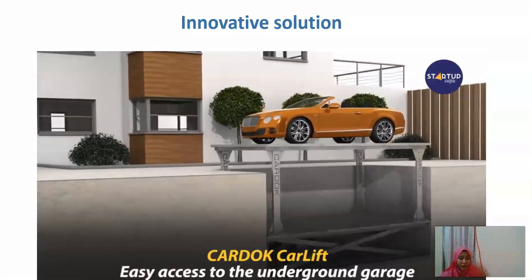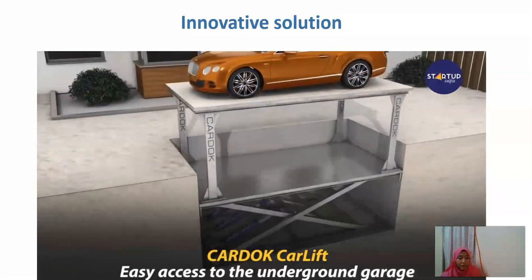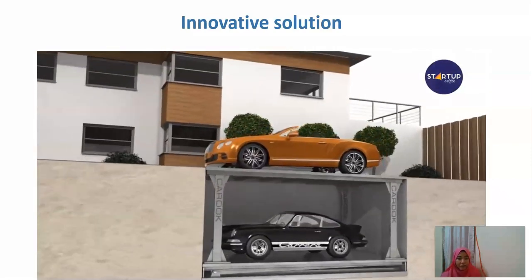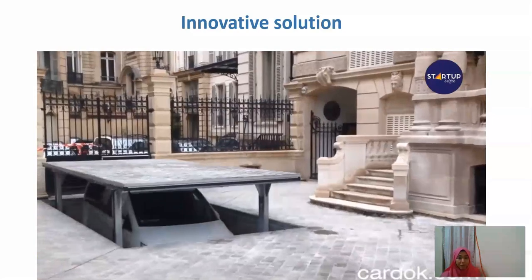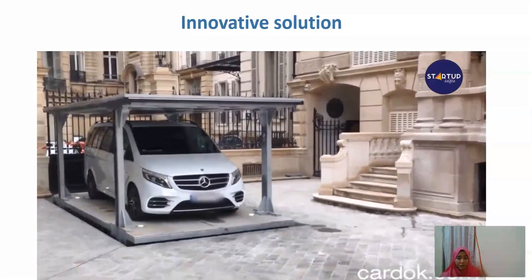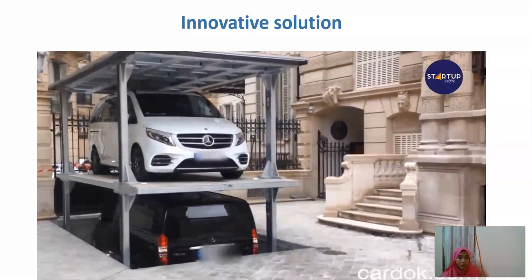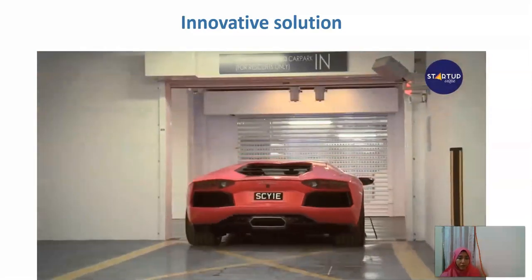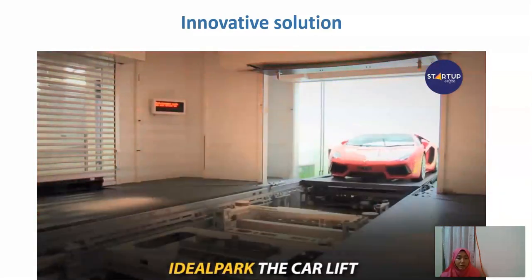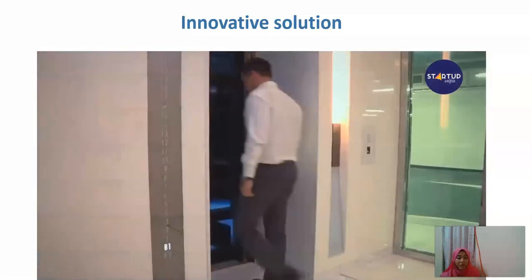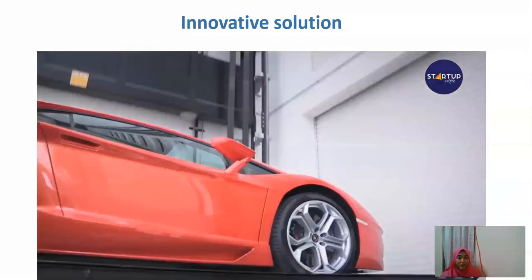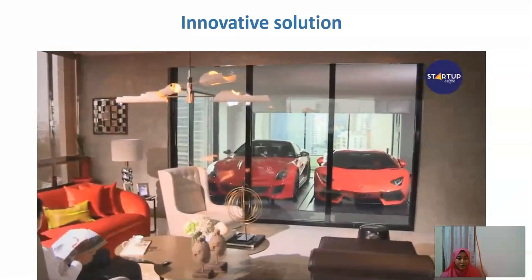Okay, next is car parking, which is another solution where you can have underground parking, a garage. This is very good for limited space. This is a real application, a real solution they are using. I do not know which country they use this one. Okay, very nice. Ideal park, the car lift. Your car also can enter the lift and follow you where you are, at which level. Quite nice, right?